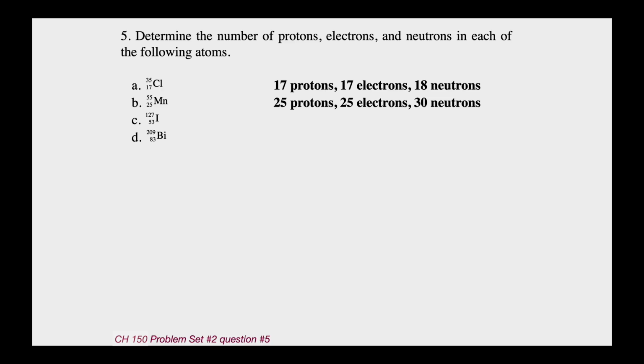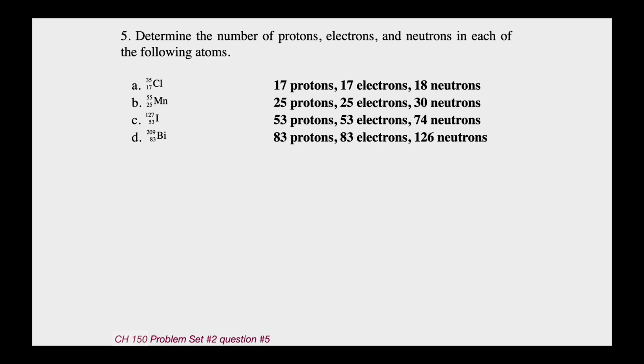And the same thing for the last ones. The next one would have 53 protons and electrons, and 127 minus 53, or 74 neutrons. And the last one, the bismuth, would have 83 protons, 83 electrons, and 209 minus 83, which is 126 neutrons. I didn't know that one off the top of my head. So you can see how on the symbolism, the lower left number is the number of protons. That equals the electrons if it's neutral, and usually these questions are. And finally, for neutrons, it's the top number minus the bottom number.